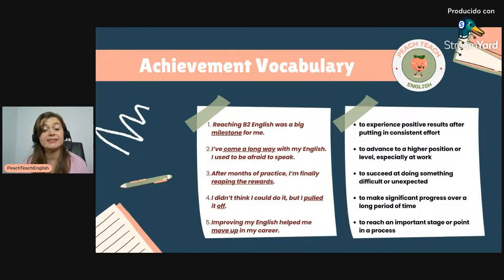Okay, let's look at number 4. I didn't think I could do it, but I pulled it off. So the expression here, guys, is pulled it off. Is this one going to be number 2 or number 3 definition? Because those are the only 2 left. Is it number 2 or number 3?